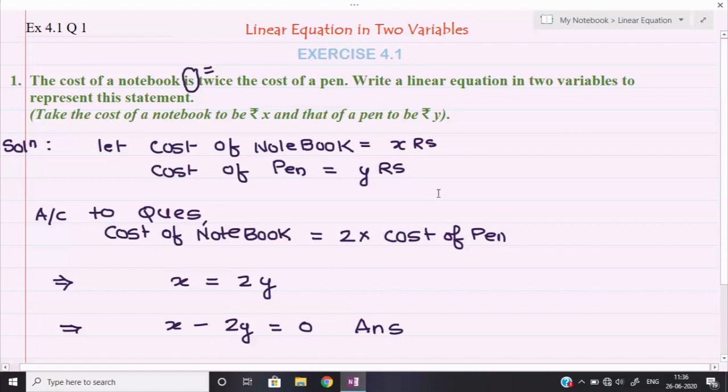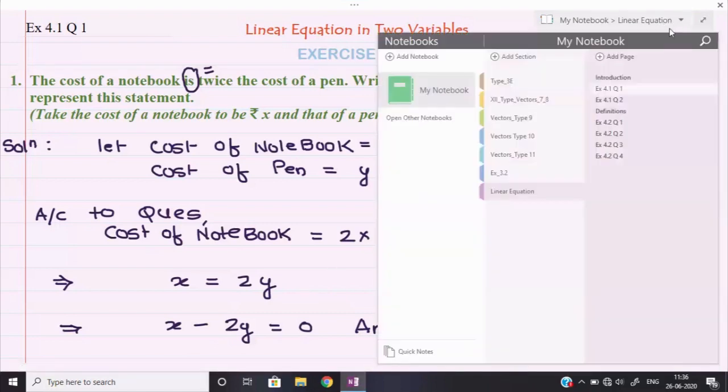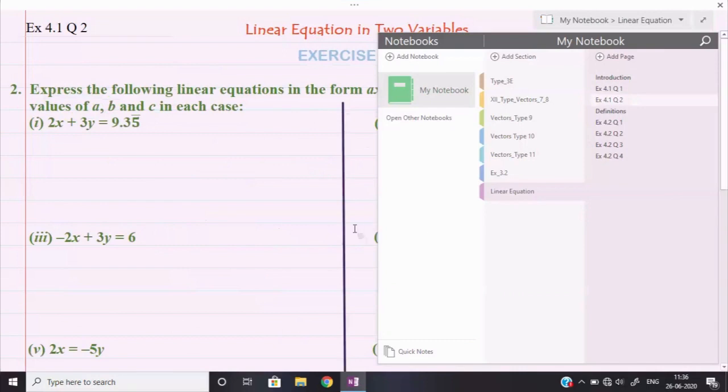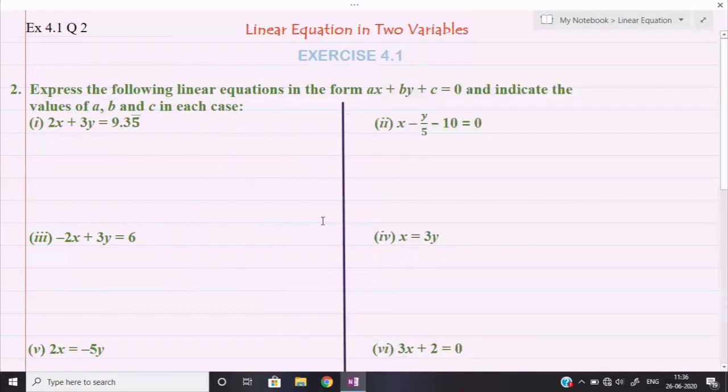See the next question. Read the question first. Express the following linear equation in the form ax plus by plus c equal to 0. This is our standard form of linear equation. All the variables and the constant will lie on the left hand side, and only 0 will remain on the right hand side. And they are saying indicate the values of a, b and c in each case.